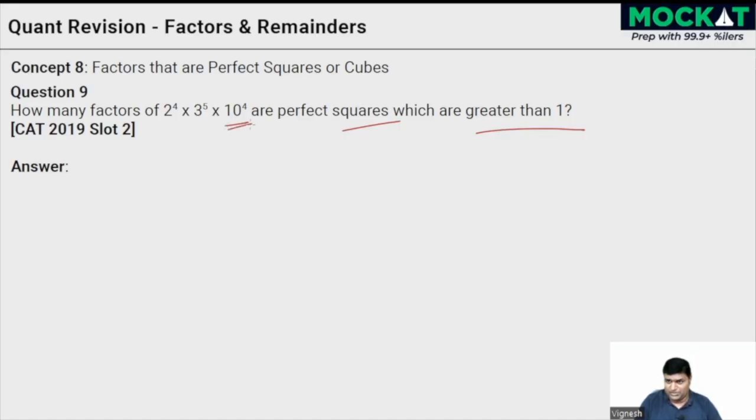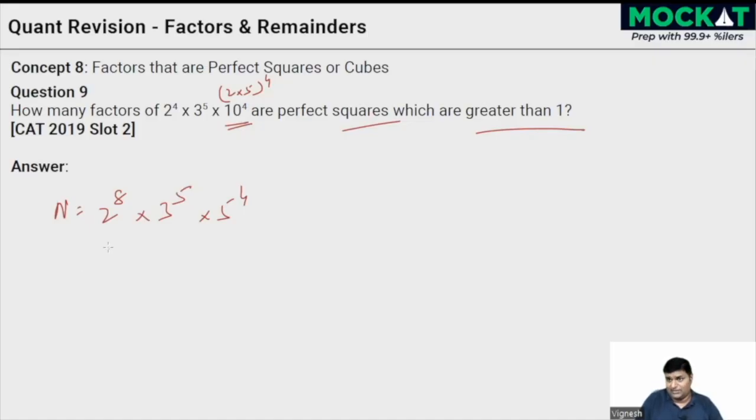And one more trap was laid over here. That is 10 over here is not prime, right? So we need to prime factorize. So 10 power 4 can be written as 2 into 5 whole power 4. Now we have to rewrite this number n as 2 power 4 into 2 power 4, which is 2 power 8. 3 power 5 remains 3 power 5. 5 power 4 is 5 power 4.